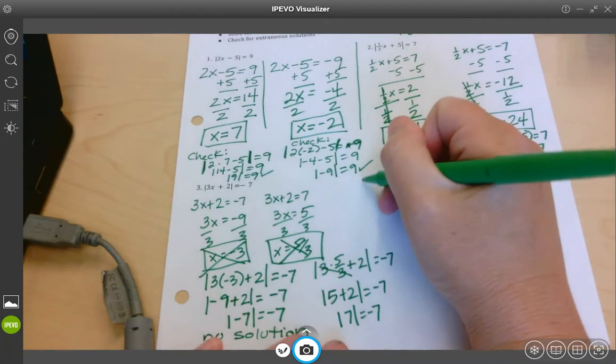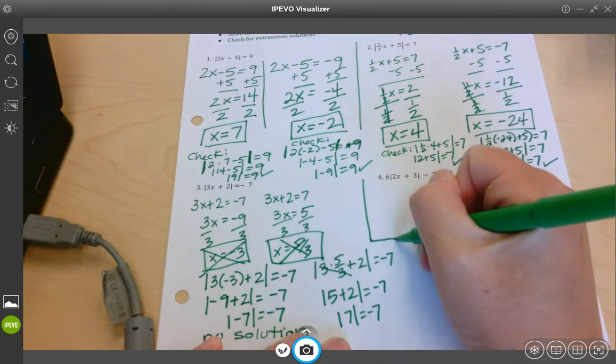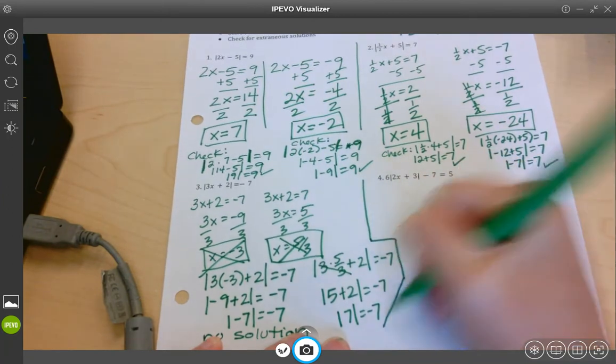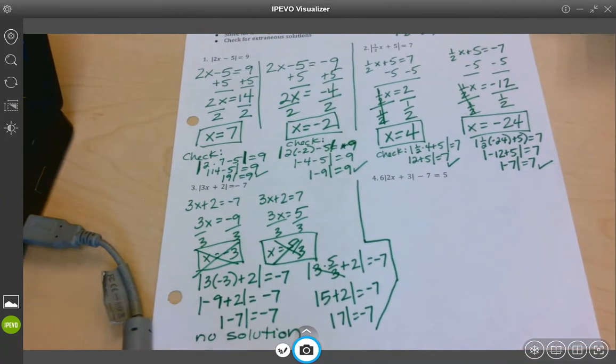All right, the next one, we do have to isolate the absolute value before we can write 2 equations. I'm not going to write 5 and negative 5. That's not going to work. You have to isolate the absolute value, and then you can write the 2 values. So what do I have to get rid of first? So I want to get rid of the stuff outside of the absolute value. So here's 6 and 7.